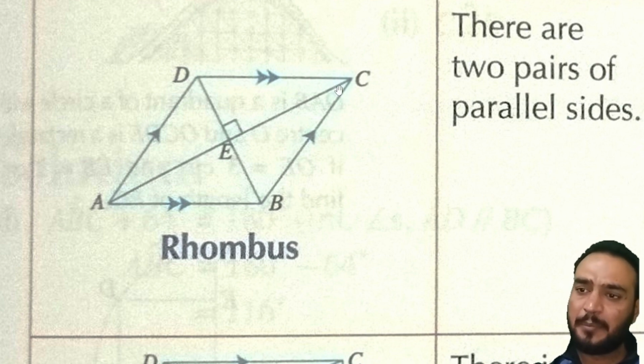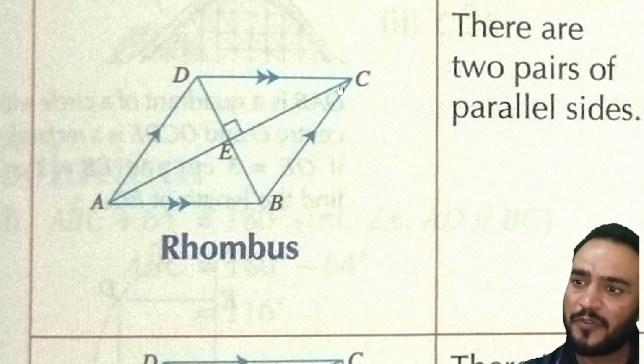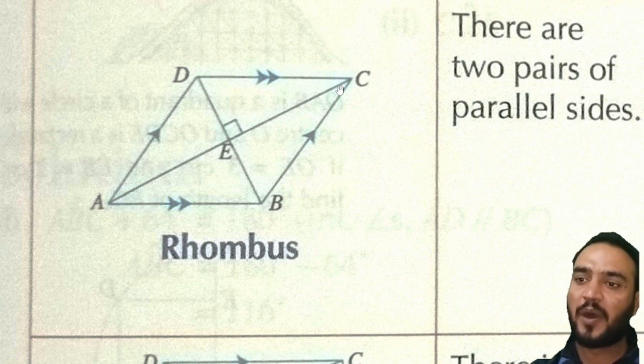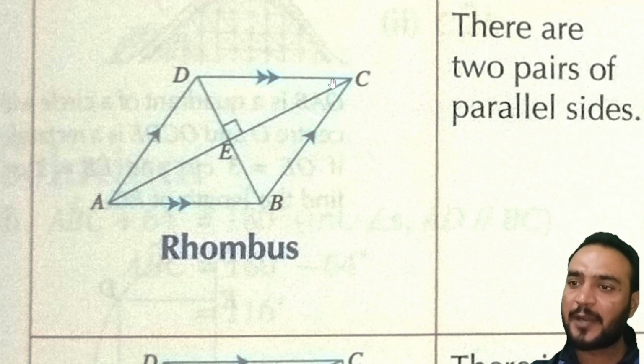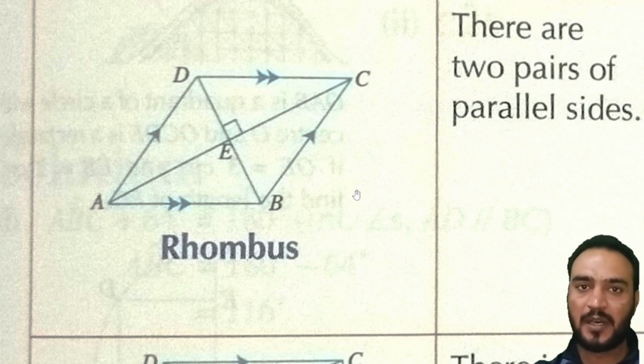Bisection means to divide an angle into two equal parts. So the diagonal AC divides the angle at point C into two equal parts, and at point A into two equal parts. At the same time, BD is the diagonal which bisects the angle at point D and at point B. So these are the few important properties of a rhombus.